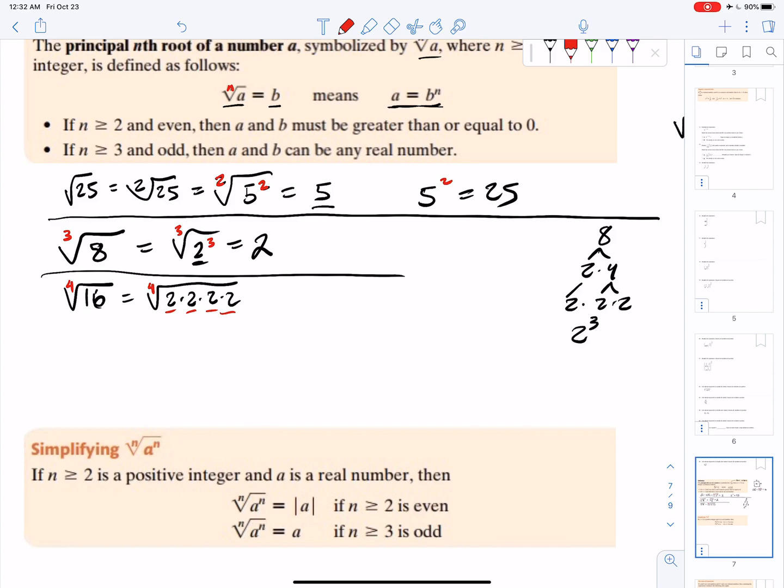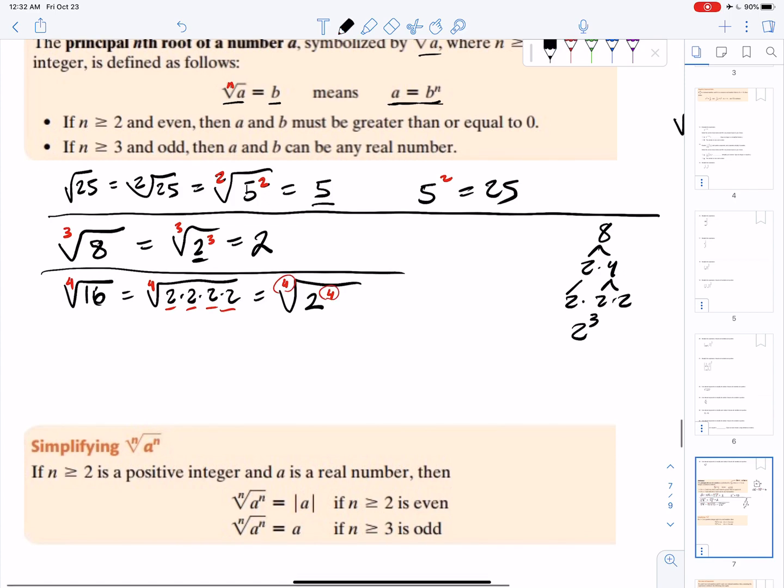But really, just for purposes of seeing this pattern as you go in algebra, it's really better to write this as 2 to the 4th power, and you can identify that power matches the root. And when that power and the root match each other, out comes this little 2. Okay, so we're kind of getting that idea now.